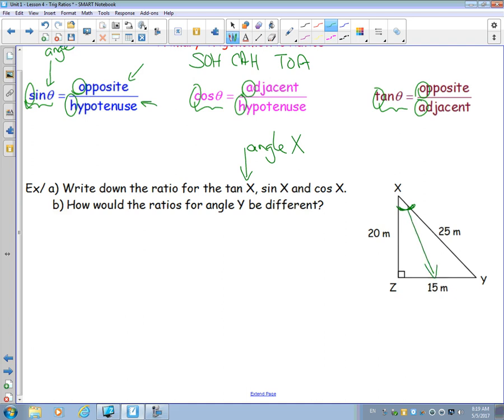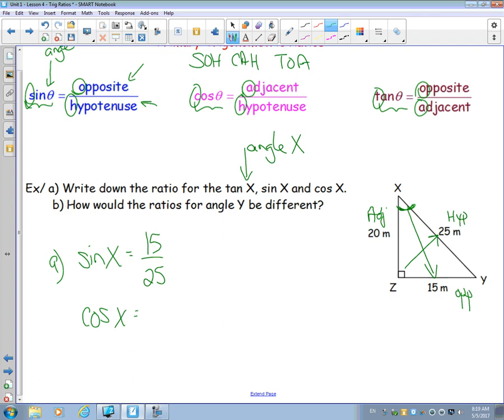Based on angle x, which is right here, I can label my triangle, the three sides. This side would be my opposite. This side is my hypotenuse across the right angle, which means this is the adjacent. And based on SOHCAHTOA, I can now write down the three ratios. The sine of my angle, which was angle x, equals opposite over hypotenuse. The opposite value is 15. The hypotenuse is 25.